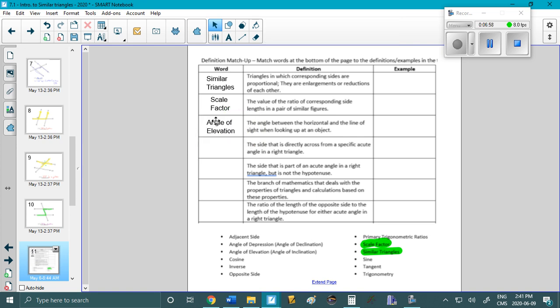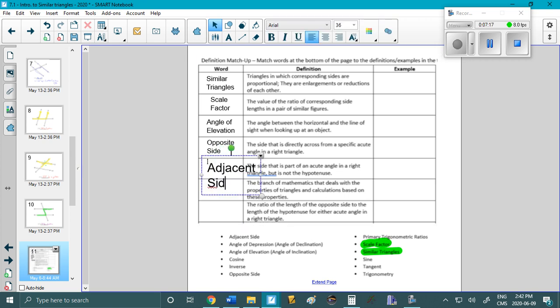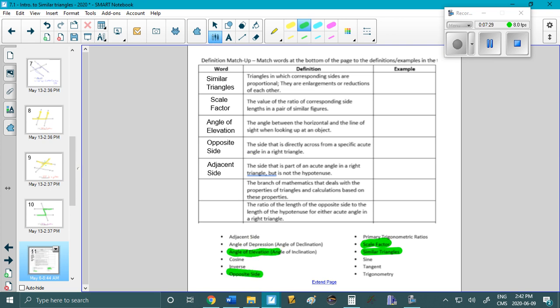Okay. Next one, the side that is directly across from an acute angle. That is going to be the opposite side. Okay. The side that is part of an acute angle in a right triangle, but is not the hypotenuse. Well, if you take a minute and look, you will find that the only thing that fits there is the adjacent side. Okay, so we have now eliminated opposite side, angle of elevation, adjacent side.